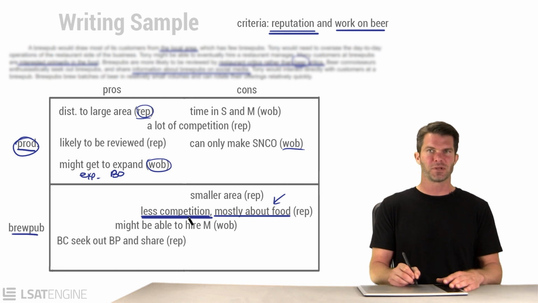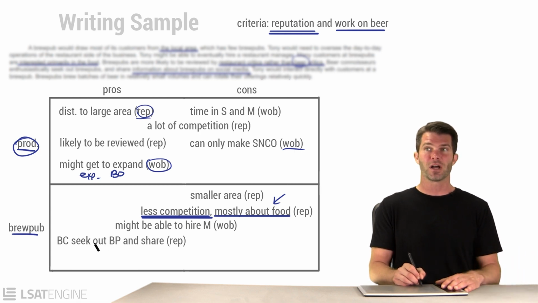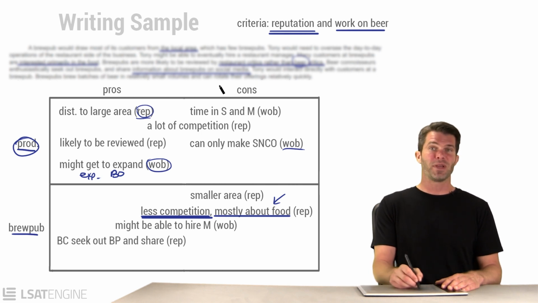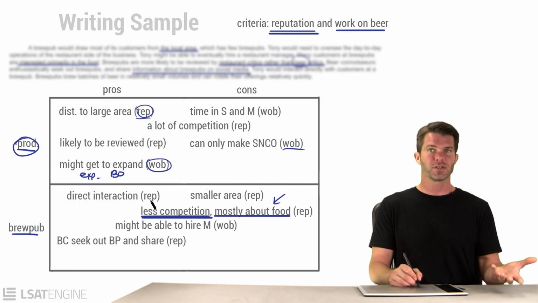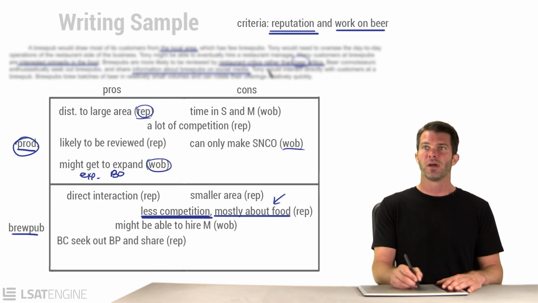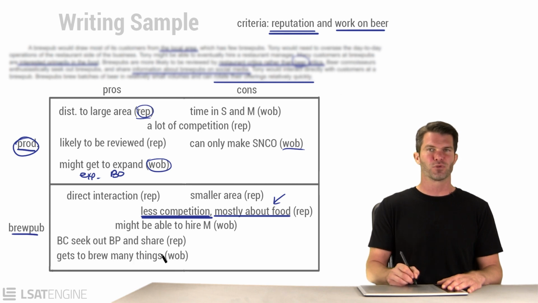The minimal amount of competition and the fact that beer connoisseurs are going to go out of their way to find him, and if they like his stuff, they're going to get on the internet and tell all their beer connoisseur friends about it. Tony would interact directly with customers at the brew pub. That might be helpful if connoisseurs come in. I see that as being a good thing, direct interaction. He gets to sell himself. He's in charge of his own destiny. He gets to have an opportunity to bolster his own reputation. And brew pubs brew in batches of beer in relatively small volumes and can rotate their offerings relatively quickly. That's also about working on beer, which is one of the things he really wants to do. He gets to brew many things, which was one of our criteria.